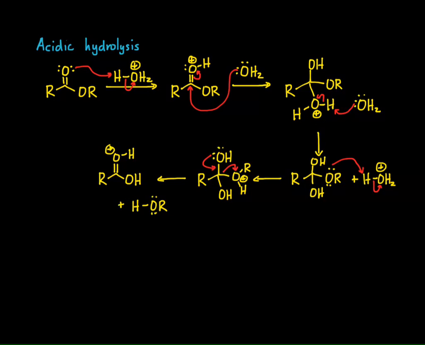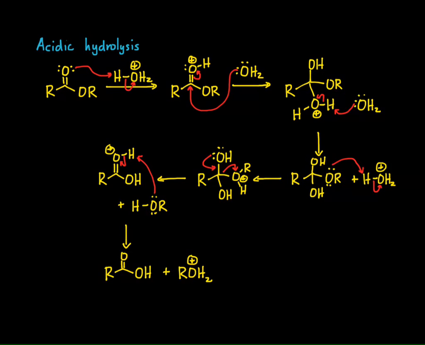And so now we simply have to deprotonate that oxygen there, and we could use the alcohol that we just generated. We could use water, it doesn't really matter. So I'm just going to use the alcohol that came off, and I generate my carboxylic acid plus alcohol. Now the alcohol is protonated, and of course that proton could be anywhere.